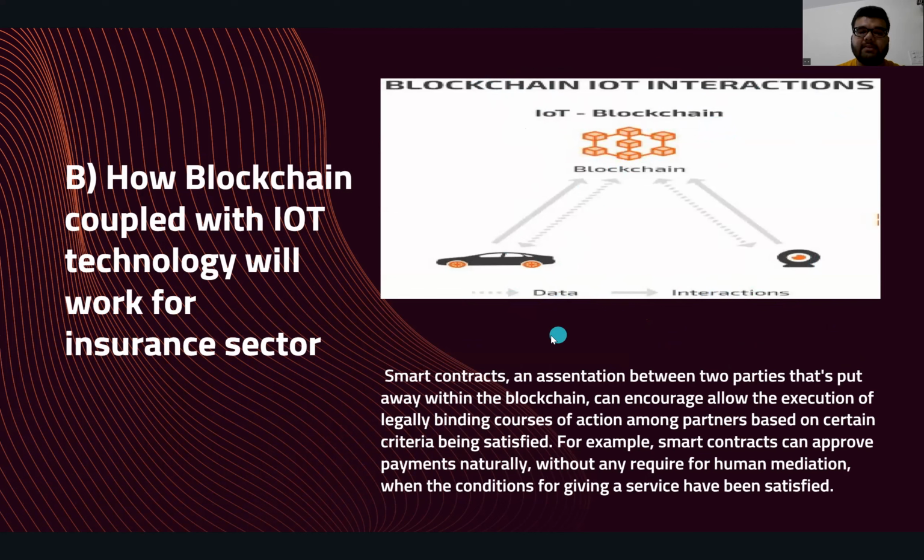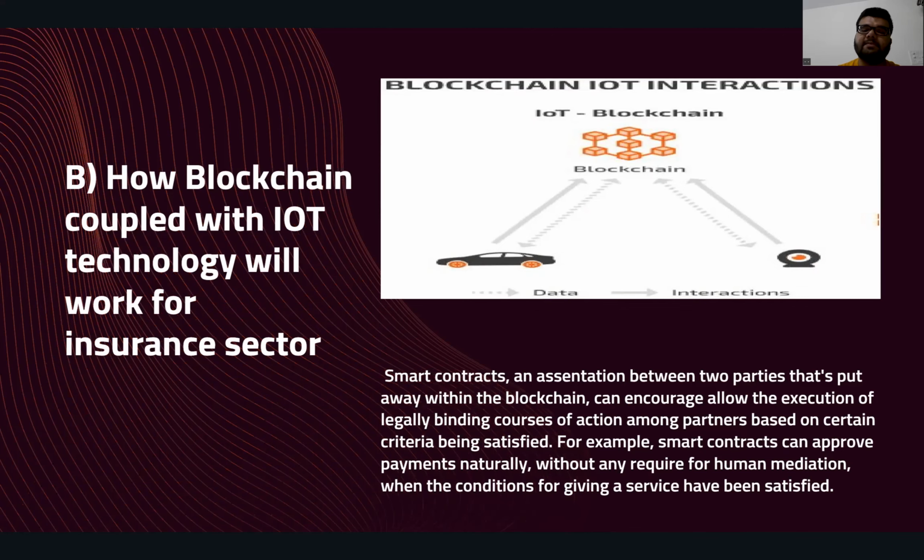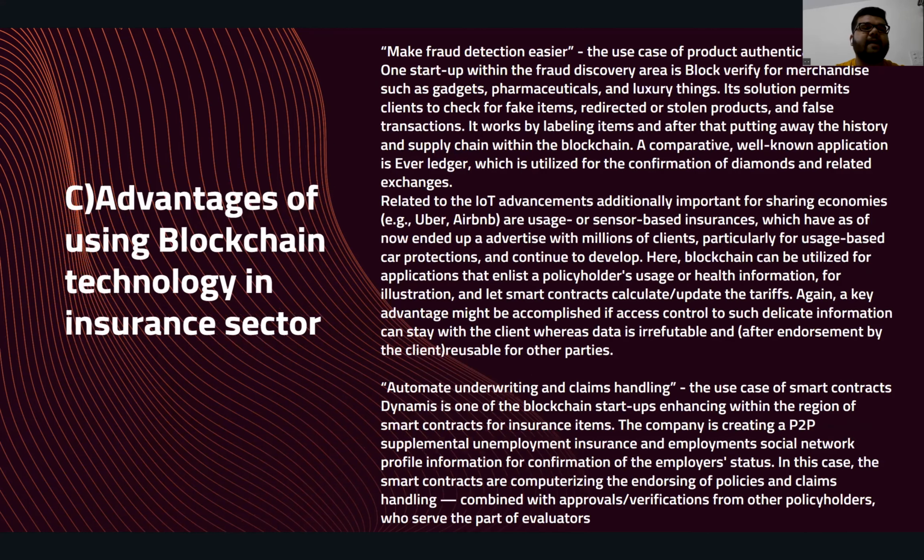So as we know, smart contracts are agreements between two parties stored on the blockchain, which can facilitate the execution of contractual courses of action among partners based on certain criteria being satisfied. For example, smart contracts can approve payments automatically without any need for human intervention when the condition for providing a service has been satisfied. So moving on to the next point, which is the advantage of using blockchain technology in the insurance sector.